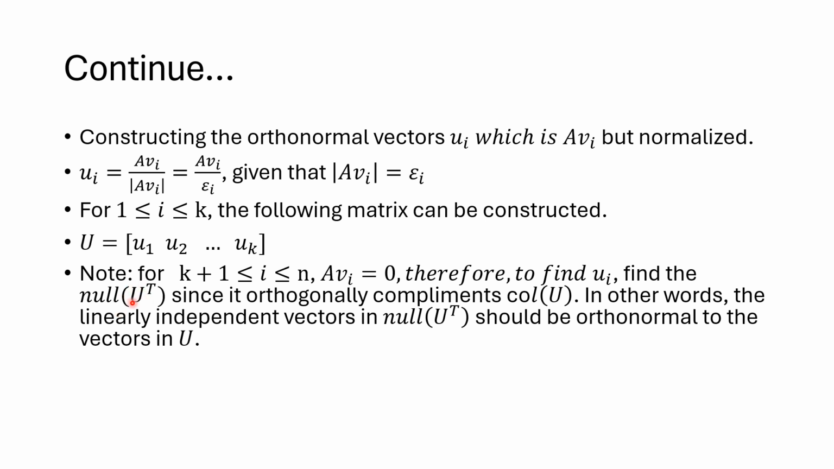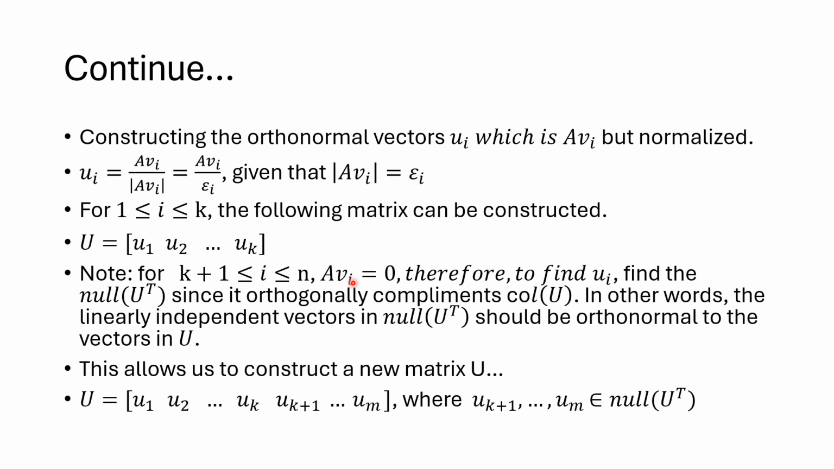Because we know the null space of U transpose orthogonally complements the column space of U, if we find the null space of U transpose, we should find all the remaining orthonormal vectors that can then be pushed into the matrix U. This allows us to construct a new matrix, which gives us a full view by just giving us all the eigenvectors, right?